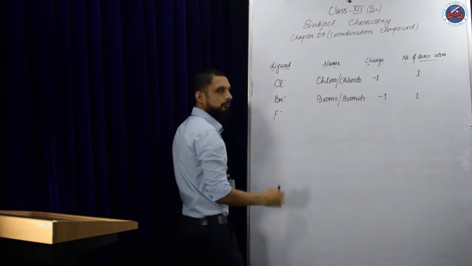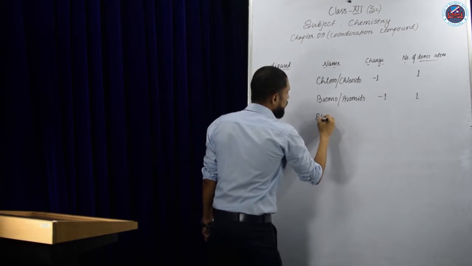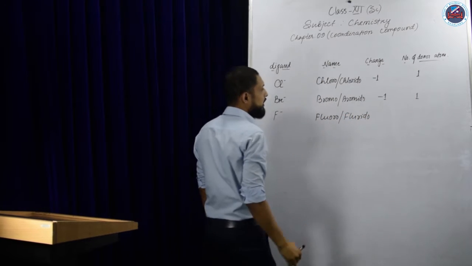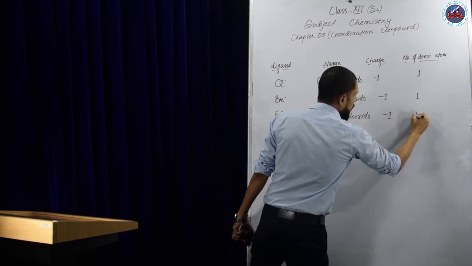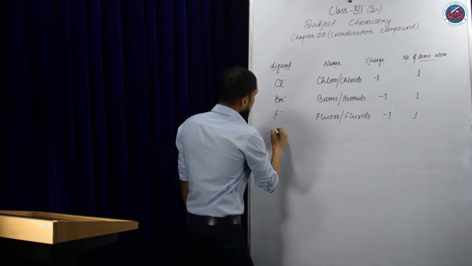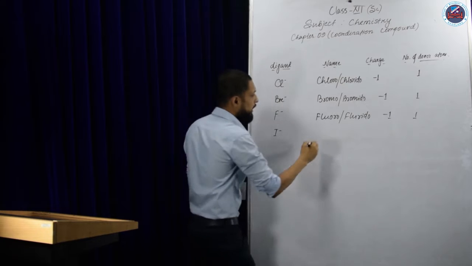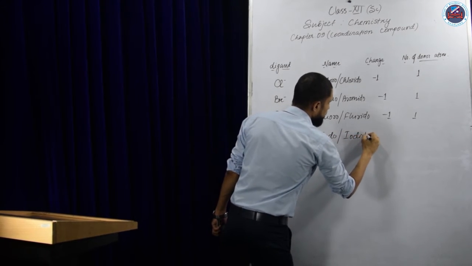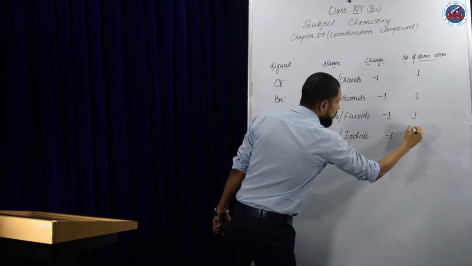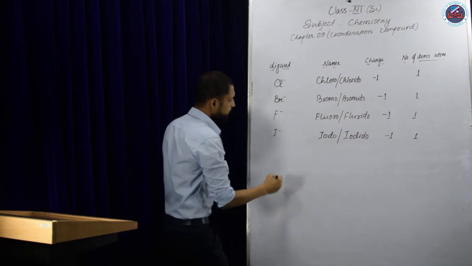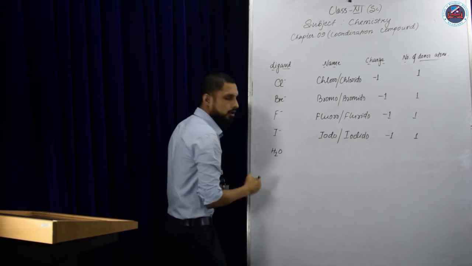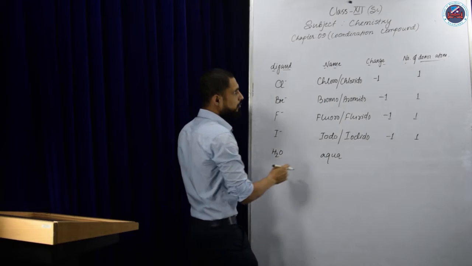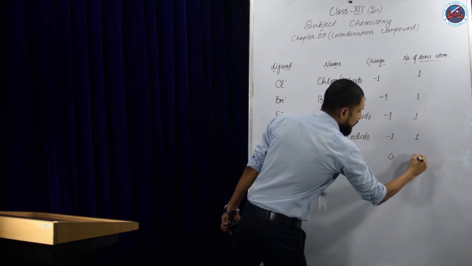Similarly, F negative is known as fluoro or fluorido. Charge carried by this ligand is -1. Number of donor atom is 1. I negative is known as iodo or iodido. Charge carried by this ligand is -1. Number of donor atom is 1. H2O is known as aqua. It is a neutral ligand, so charge is 0. Number of donor atom is 1.